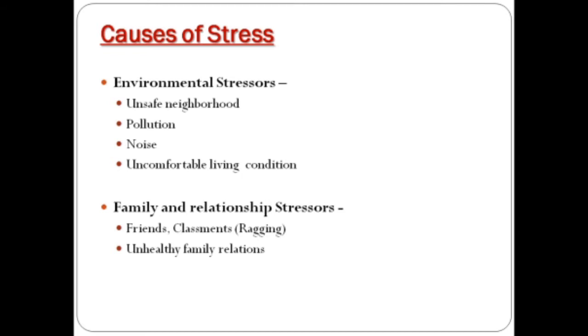Second cause of stress is family and relationships in life. If our friends or classmates are teasers or ragging, then we feel alienation and become emotionally imbalanced. Or if our family does not have happy or healthy relationships, then we get stressed and become anxious in life.